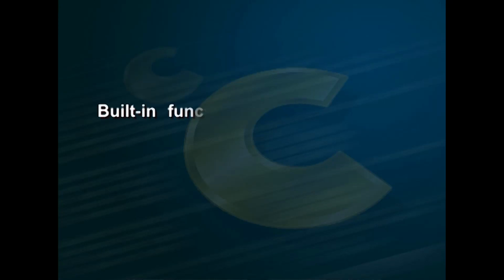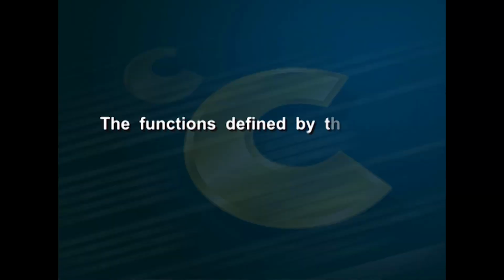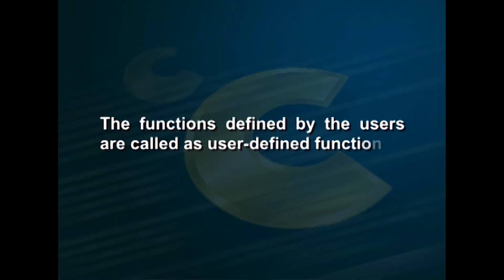Types of functions. A C program is made up of one or more functions. Based on the nature of creation, functions can be classified into built-in functions and user-defined functions. Built-in functions are predefined and supplied with the compiler. These are also called library functions, and all these functions are available in the C library. The functions defined by the users are called user-defined functions. So far, you might have used only one user-defined function called main. Let us now consider an example.